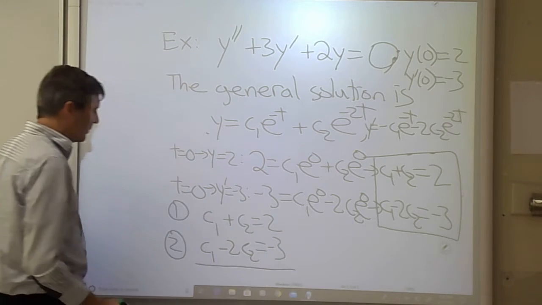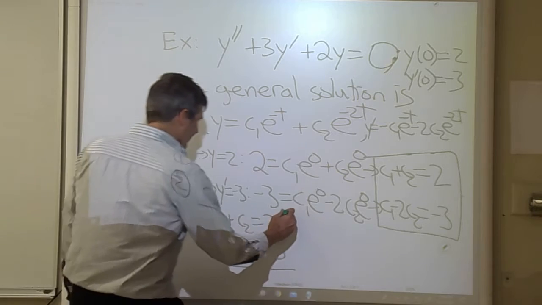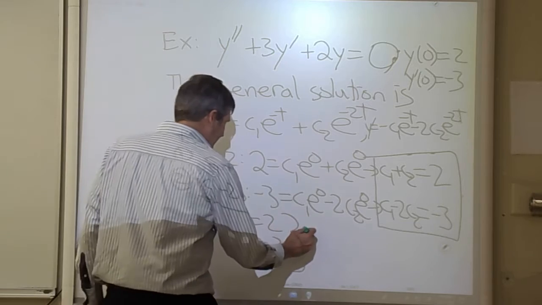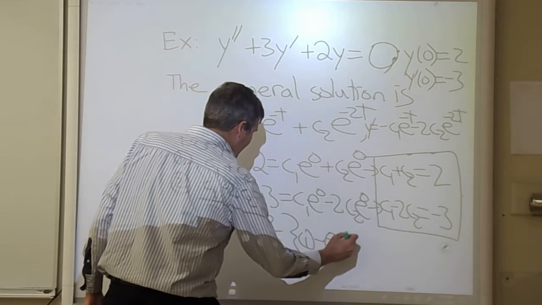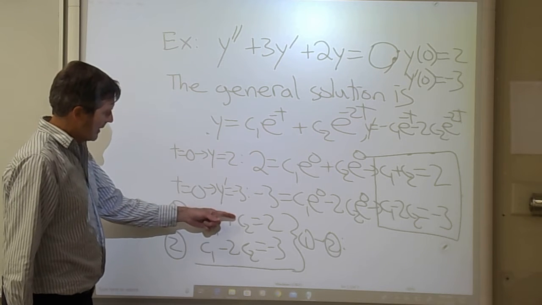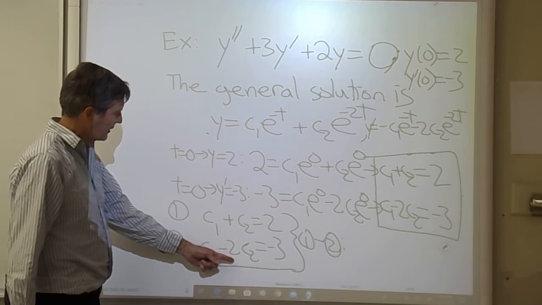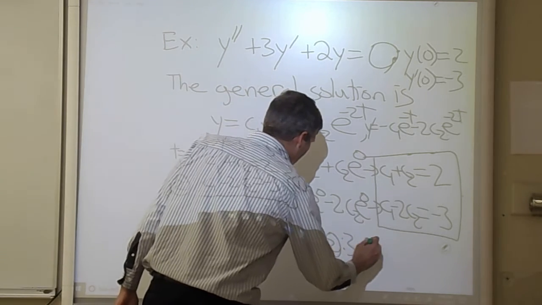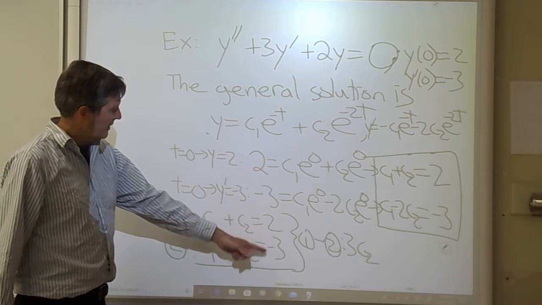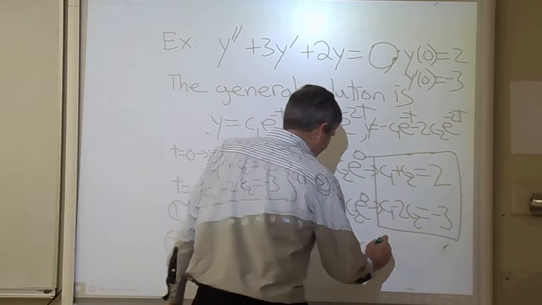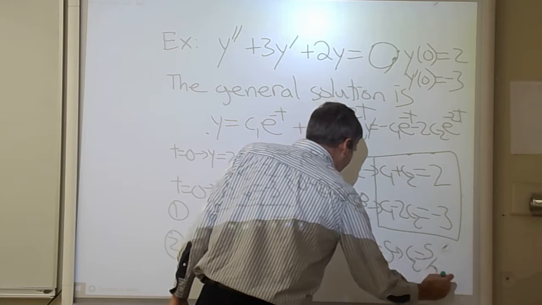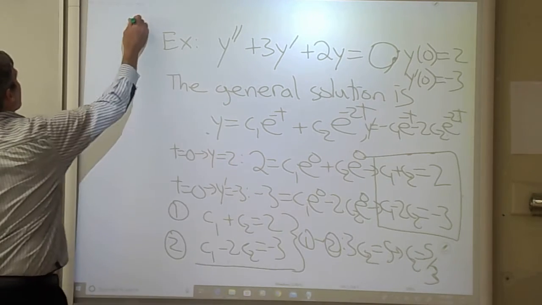And we could add a multiple of one equation to another, right? Suppose we take the first one minus the second one to eliminate c1. So if I take 1 minus 2, what do I get? c1 minus c1 is 0. c2 minus a minus 2 c2 is 3 c2. Equals this one minus this one: 2 plus 3 is 5. That tells you that c2 equals 5/3. Evidently there's a unique solution.